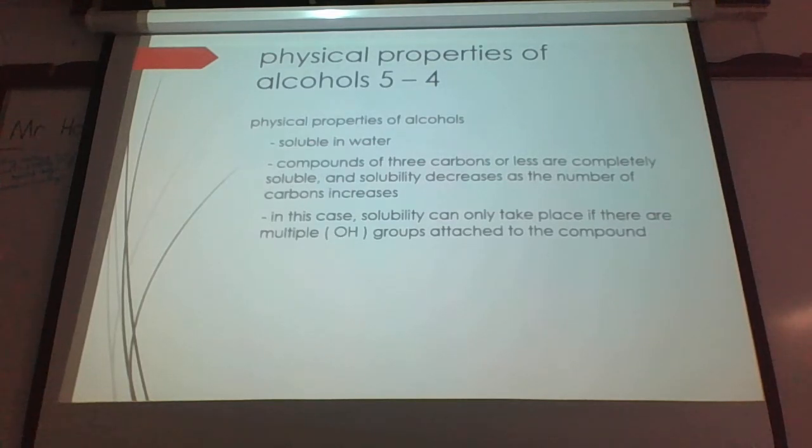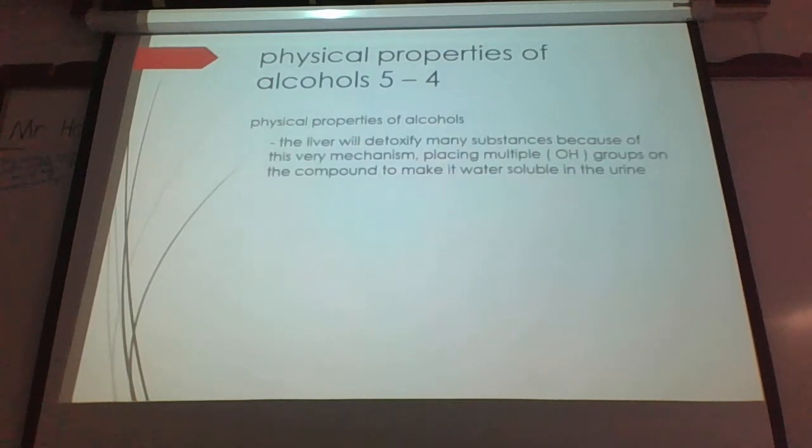The liver will help you out too. Okay, but it's going to start converting some of that to sugars, and that's not always a good idea either. Like we just said, the liver will help detoxify these substances. Okay, multiple OH groups can grab a lot of that alcohol and get rid of it, but it takes a lot of water to do that because that makes it water soluble then in urine.